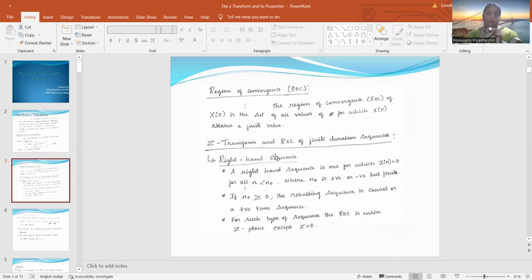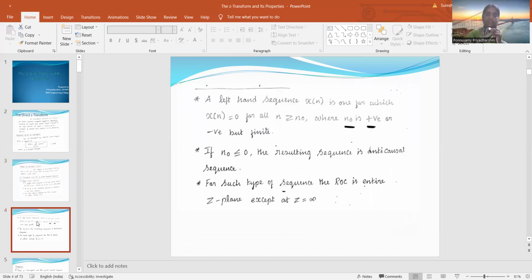The Z transform and ROC of different duration sequences. The first sequence is called a right-handed sequence. A right-handed sequence is one for which x of n is 0 for all n less than n naught, where n naught is positive or negative but finite. If n naught is greater than or equal to 0, the resulting sequence is a causal sequence, a positive time sequence. For such sequences, the ROC is the entire Z plane except z is equal to 0.